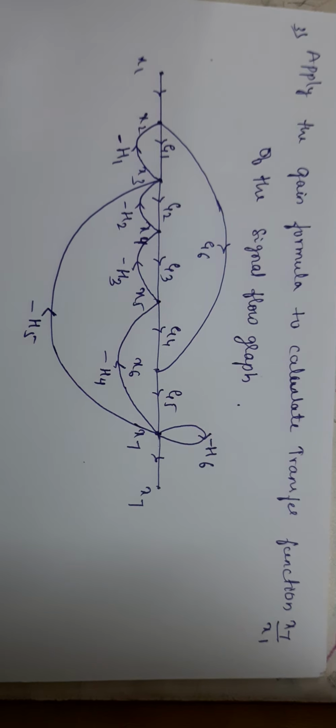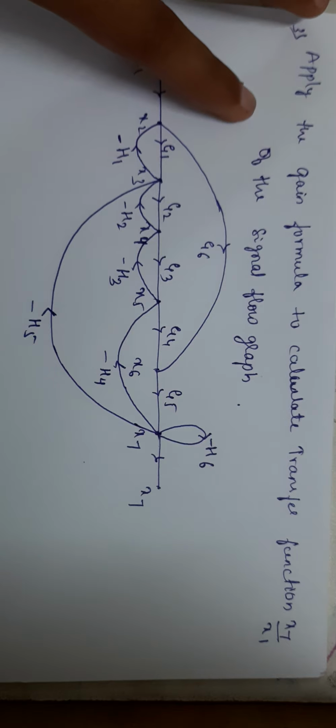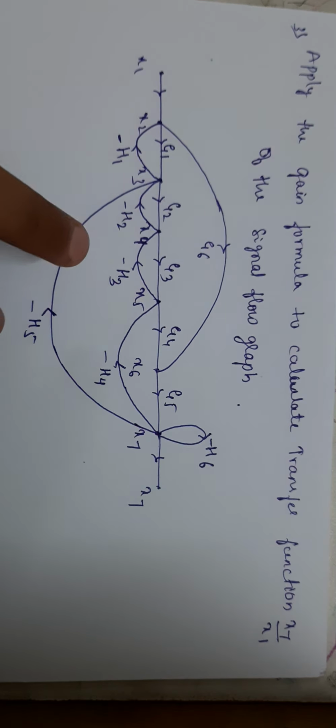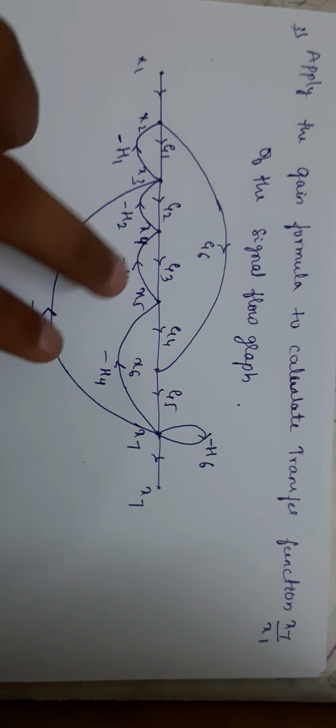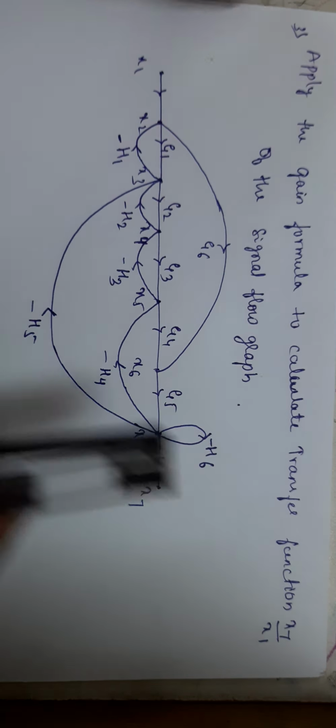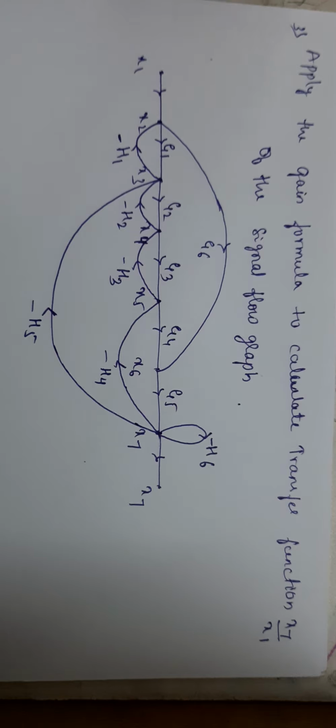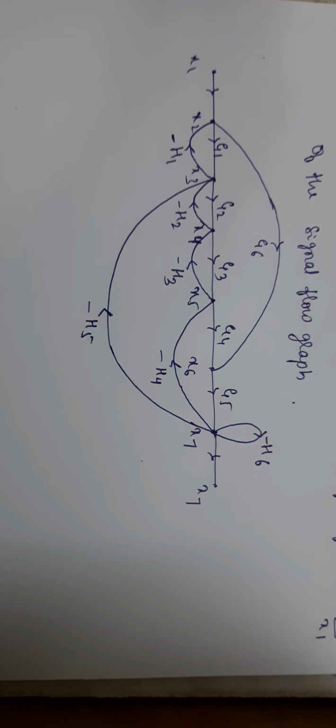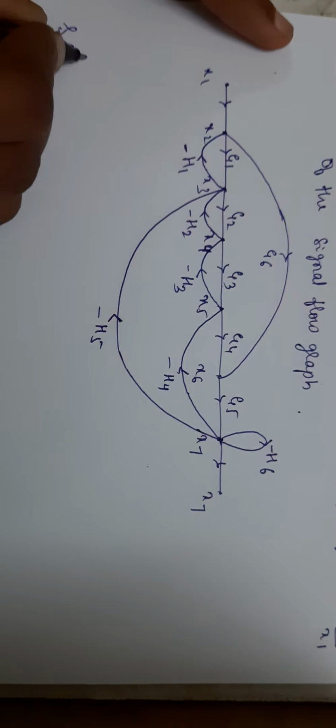Here, in the previous problem they gave the block diagram. Here they directly give a signal flow graph diagram. From that we have to calculate the transfer function, that is x7 by x1. Okay, so before starting, what we have to do, it is a solution.